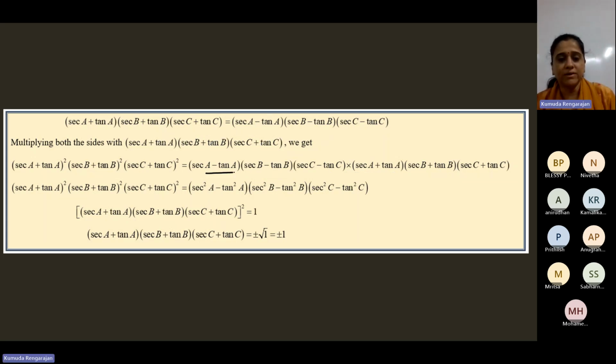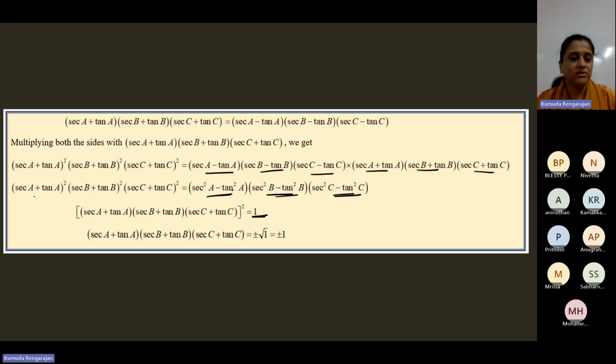So here it is like A minus B into A plus B, A squared minus B squared. A minus B into A plus B, A squared minus B squared. A minus B into A plus B, A squared minus B squared. Now all this is 1. So 1 into 1 into 1 is 1.